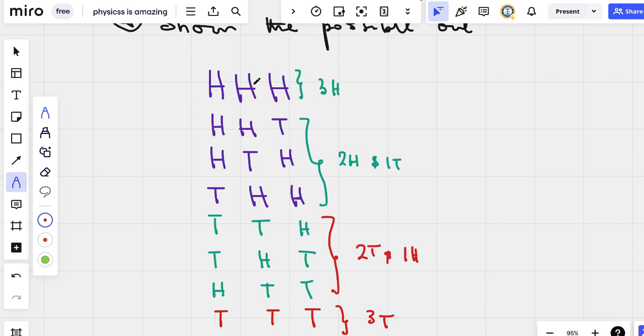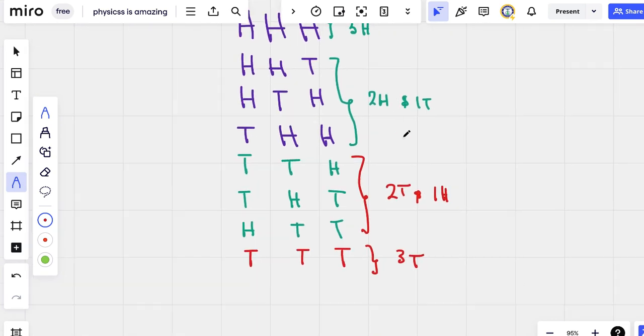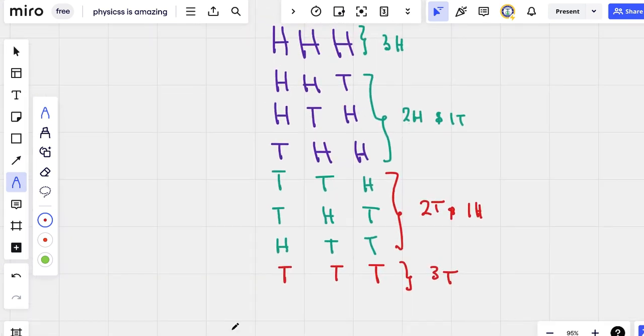Is that okay? So we're going to use the tree diagram this time. If you have a question of this type, for example, this is the A part: show the outcome, the possible outcomes. The B could be: what's the probability of getting 3 heads? It's only one outcome where we have 3 heads.